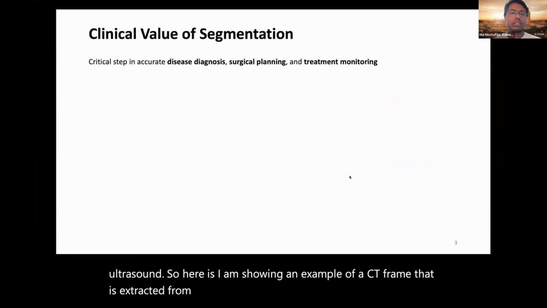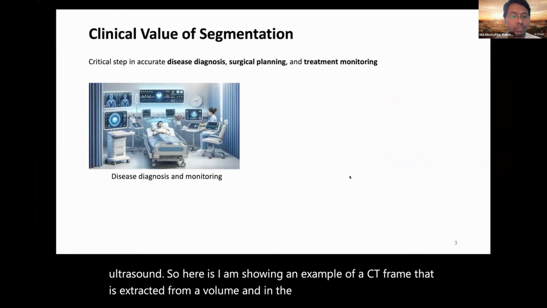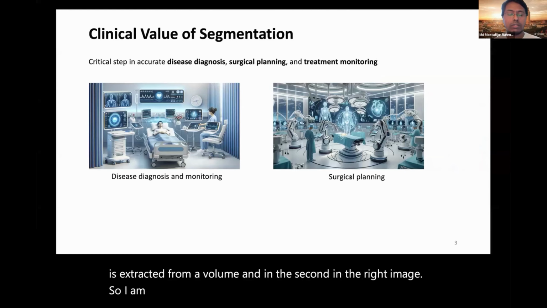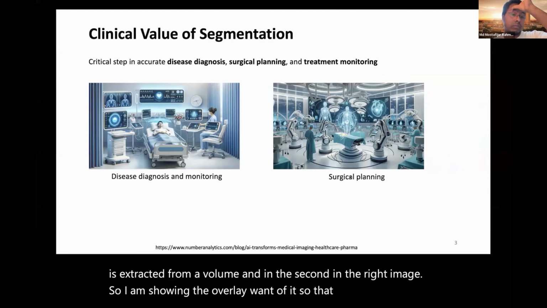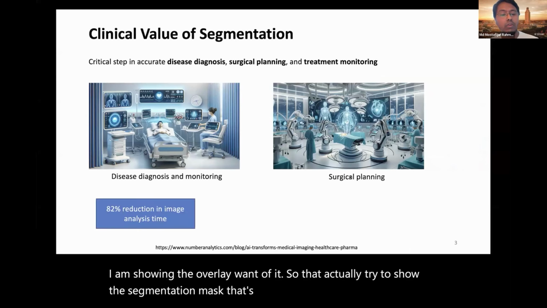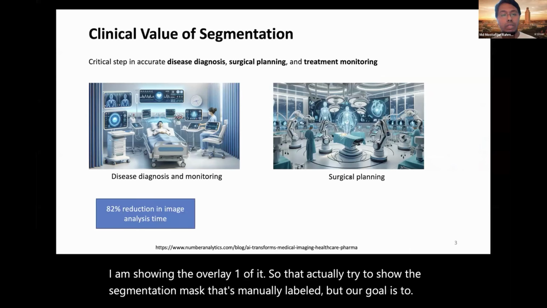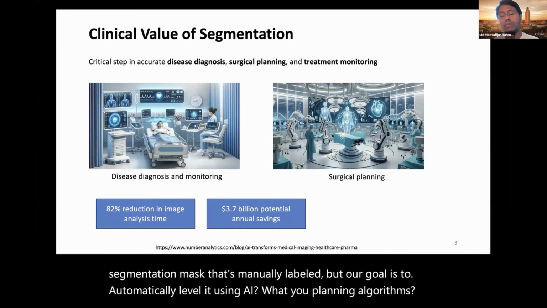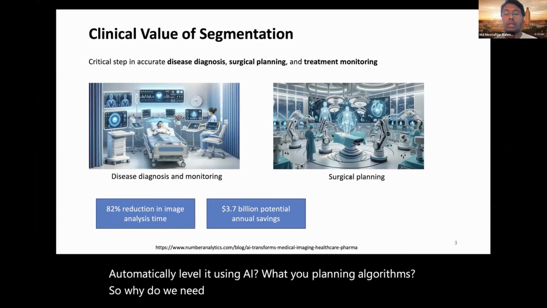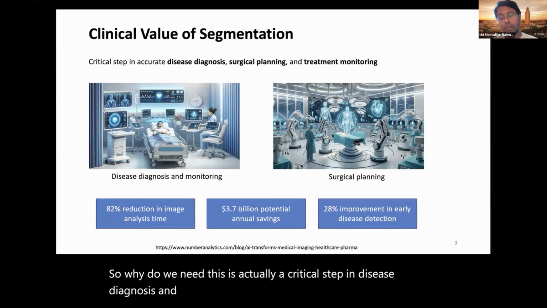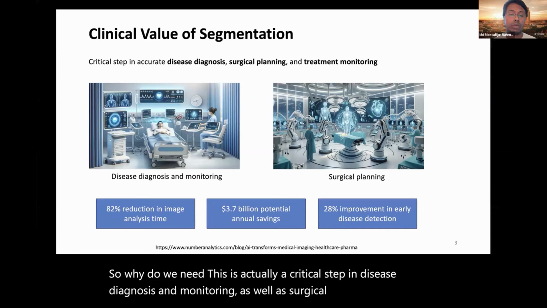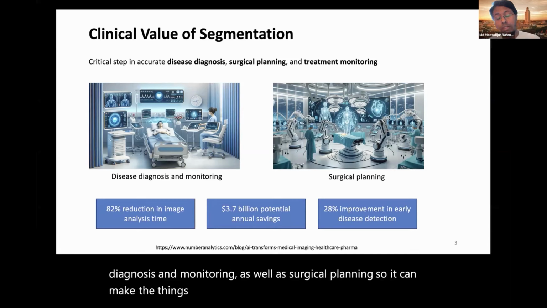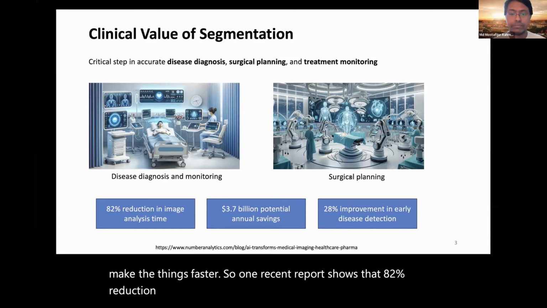So why do we need this? This is a critical step in disease diagnosis and monitoring, as well as surgical planning. It can make things faster. One recent report shows an 82% reduction in image analysis time if we use AI in the clinical workflow. It can also help with annual savings of around 3.7 billion in the US. Additionally, there is a 28% improvement in early disease detection. That's very important, because if we can detect disease early, that can help reduce deaths due to cancer and other kinds of disease.